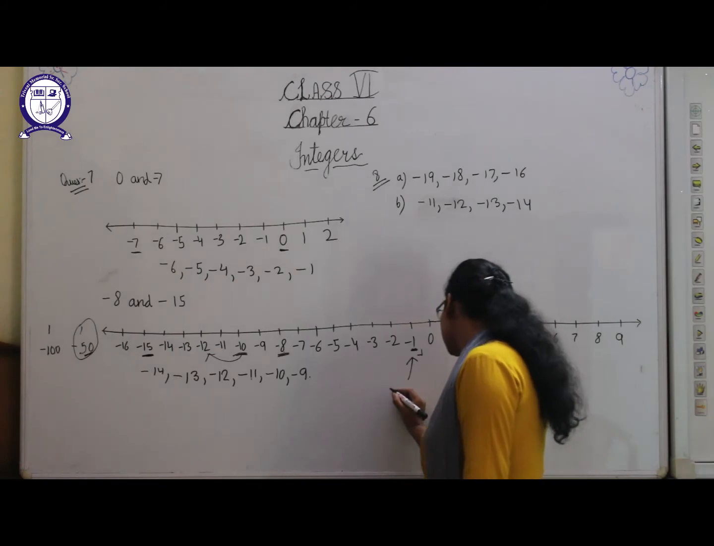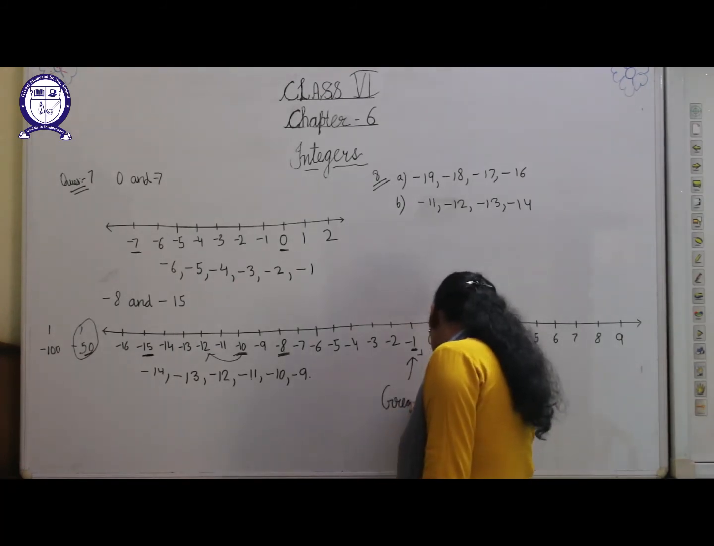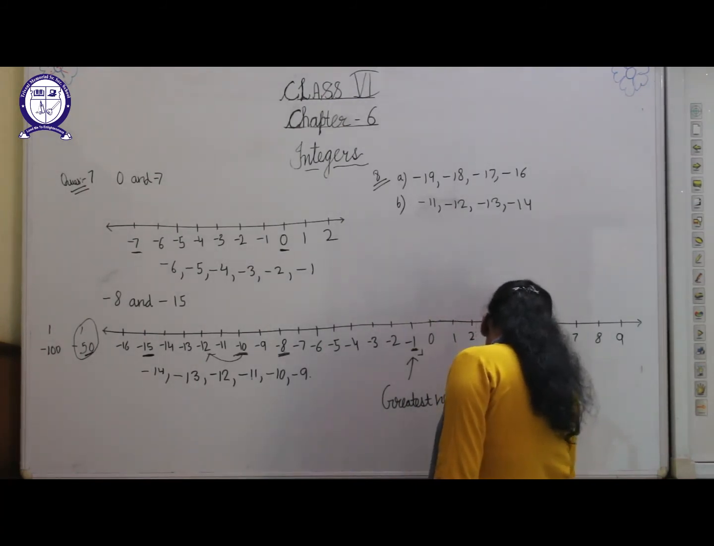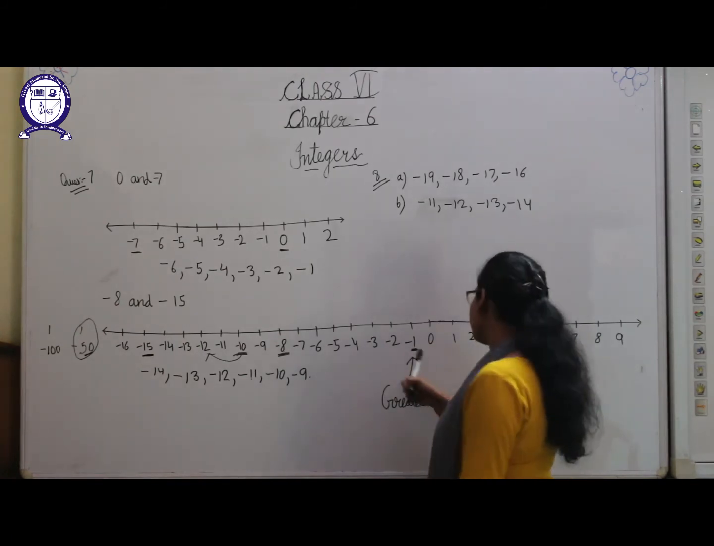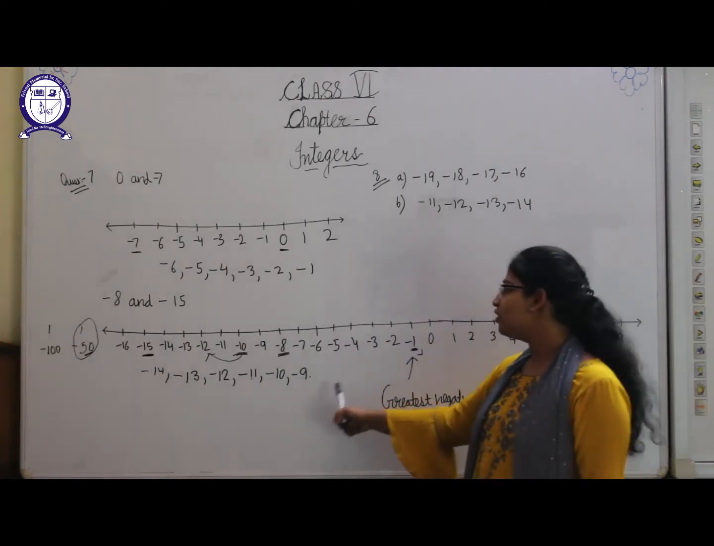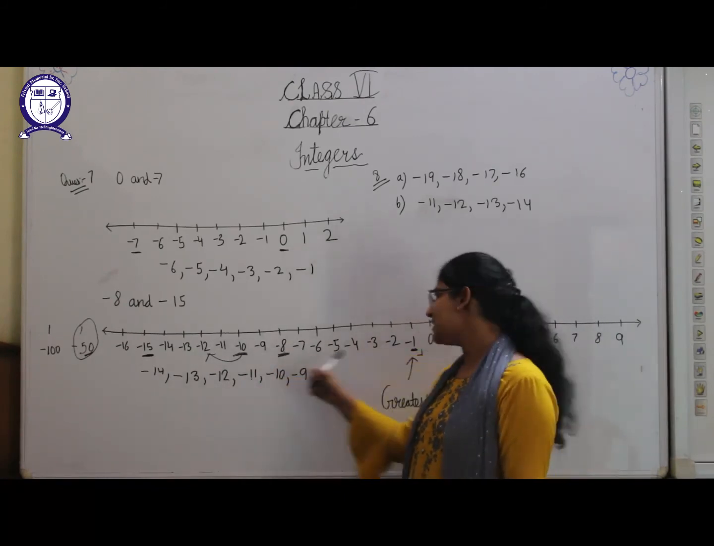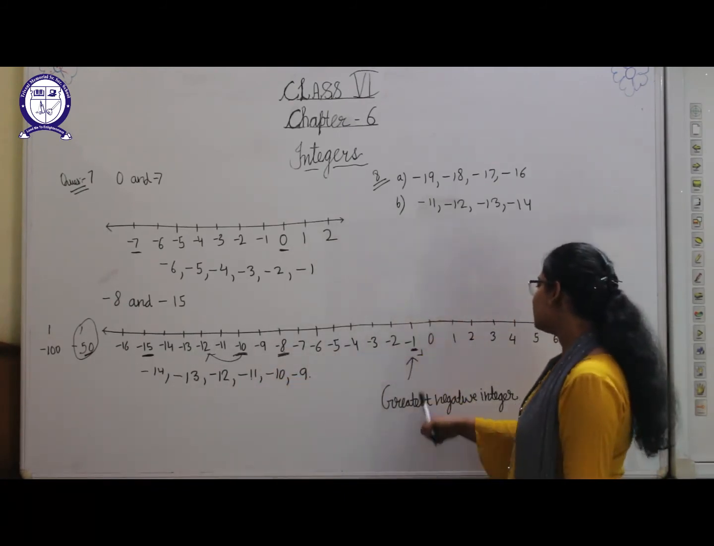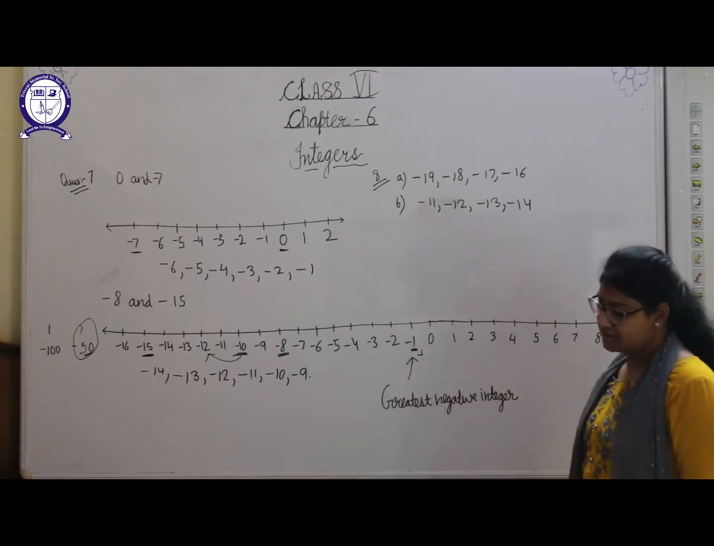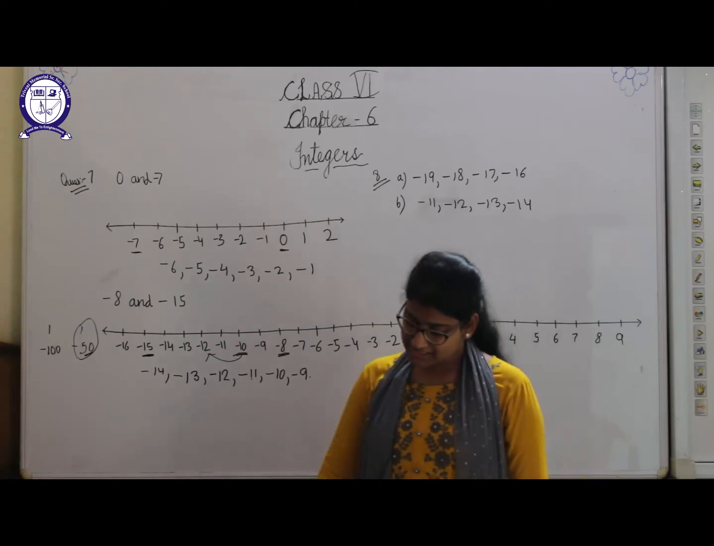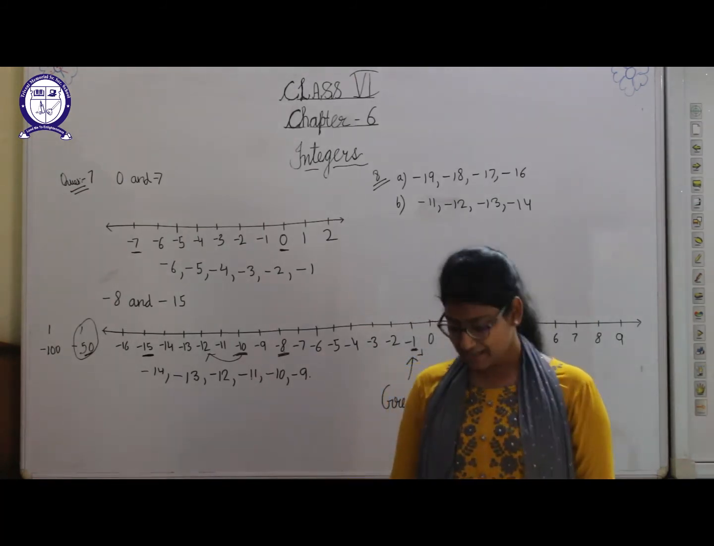Minus 1 is the greatest negative integer, because if we compare minus 1 with all the other negative integers, then these all are smaller than minus 1. So we will say that minus 1 is the greatest negative integer. So for the correction of C part, we will write that the greatest negative integer is minus 1.